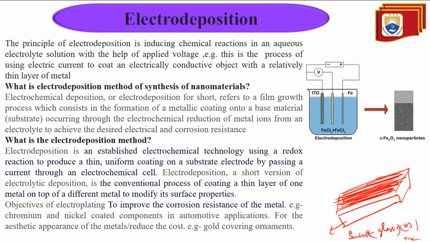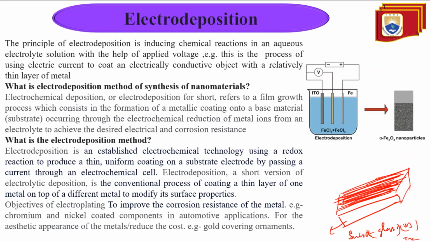So this is how we can synthesize nanomaterials. Electrodeposition refers to the growth of a thin film on a substrate, which occurs by electrochemical reduction of metal ions from an electrolyte to achieve the desired electrical and corrosion resistance. So what is basically the electrodeposition method?